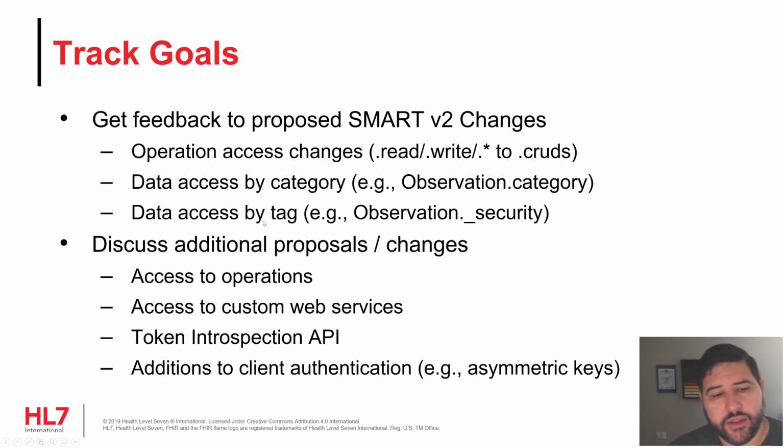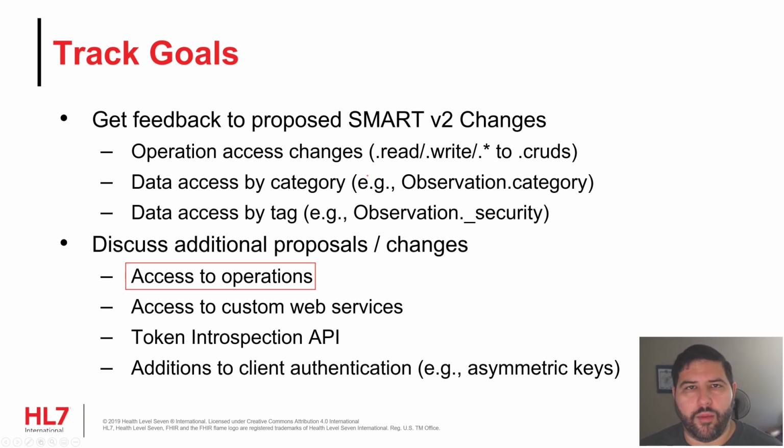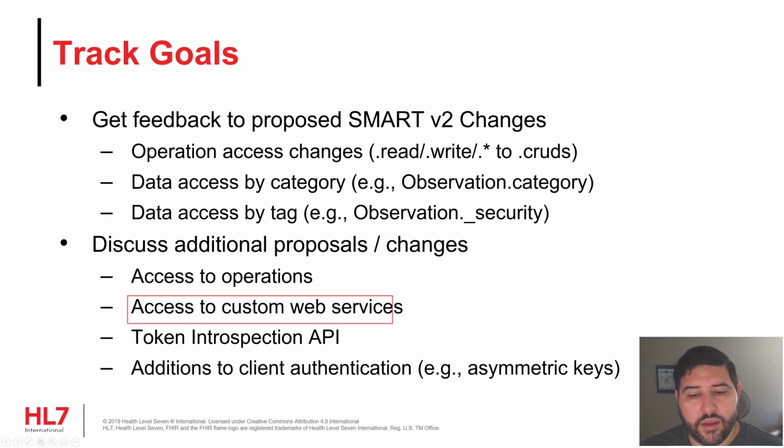Other than the scope changes, there's a couple of things that we want to discuss and aren't quite fleshed out enough for full testing. One is access to operations. And so this is the same thing if you want to grant access to patient everything or maybe docref, some of these common operations, we'd like to make sure that the syntax can support doing that. So if you have web services that are paired along with your FHIR server and you want to use the same authorization authentication framework, are there ways we could communicate that?